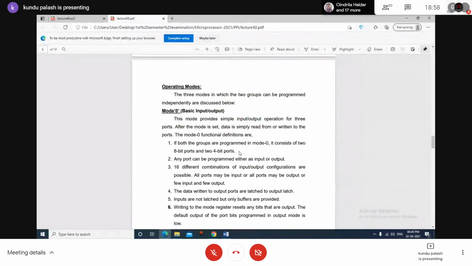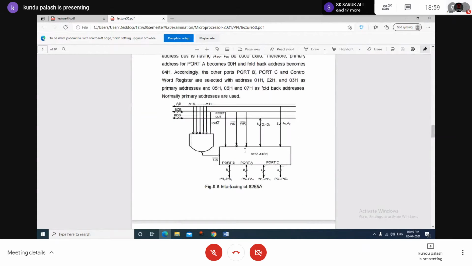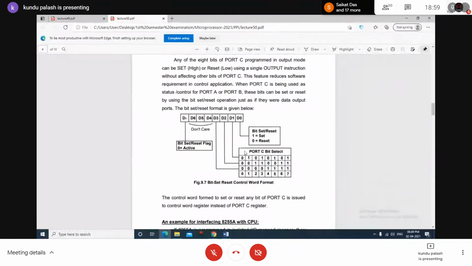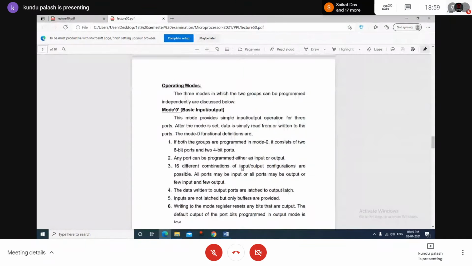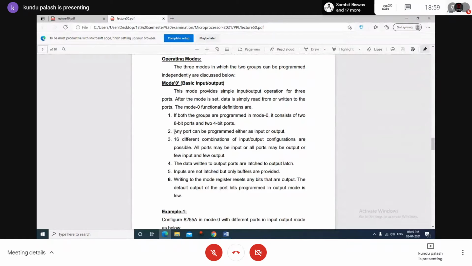Why 4 bits? Because in mode 0, A and B ports can be programmed as input or output mode. So that's why there are 2 8-bit ports, and the port C is configured as 2 independent 4-bit ports, which together form the 8-bit line. Second, any port can be programmed either as an input or output at a time, but not at different times; it is not like a bidirectional IO mode of operation. So 16 different combinations of the input-output configuration are possible. All ports may be input or all ports may be output, or a few inputs and a few outputs.